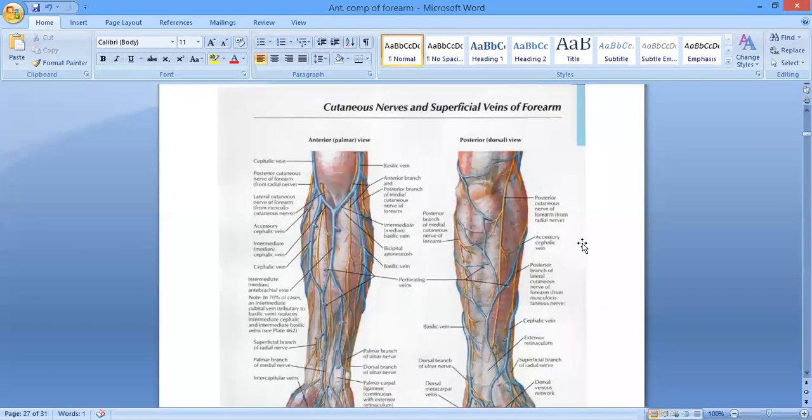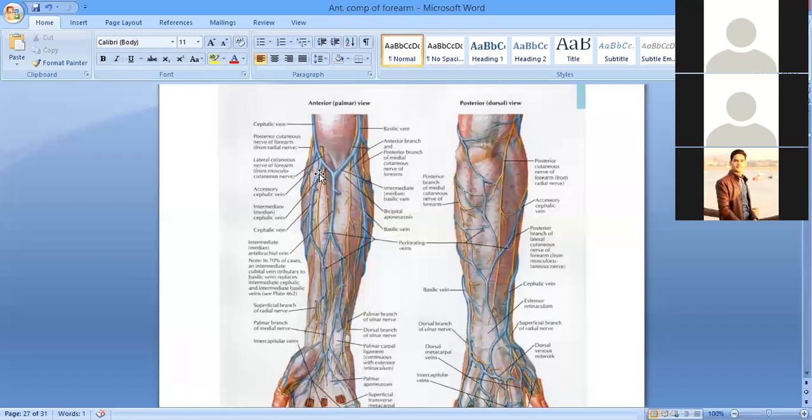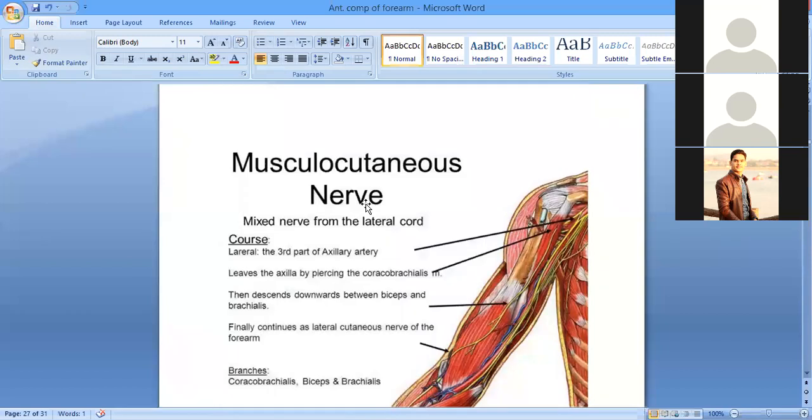Here you can also see it. This is the anterior branch of the lateral cutaneous nerve, and here the posterior. Likewise, here you can see the anterior branch of the medial cutaneous nerve of the forearm, and this is its posterior branch, right? Now, the musculocutaneous nerve is a branch of what? Who will tell?